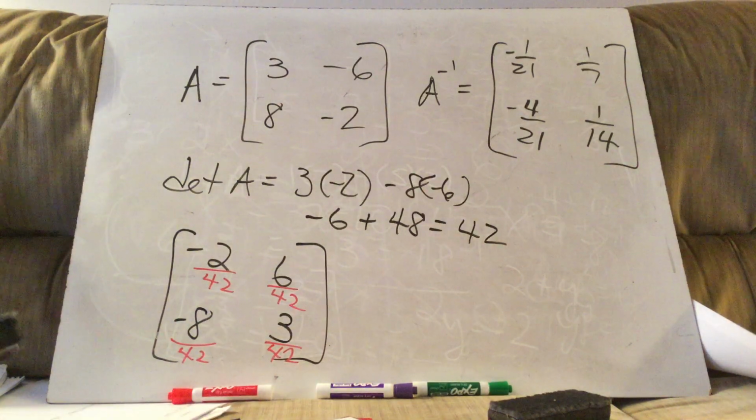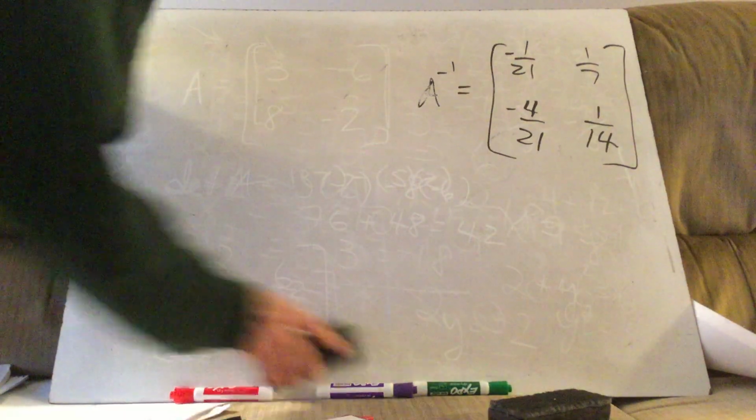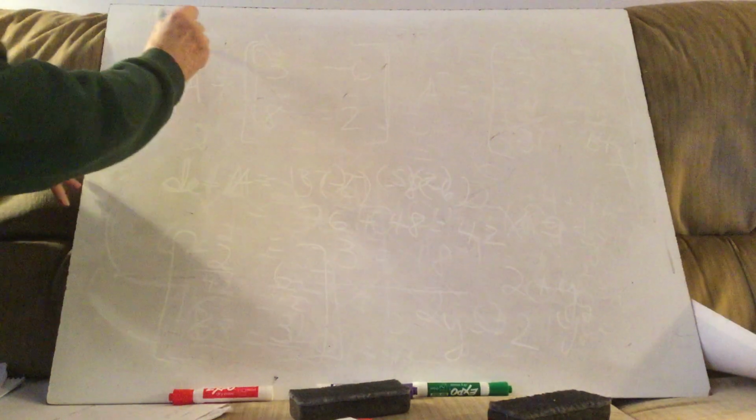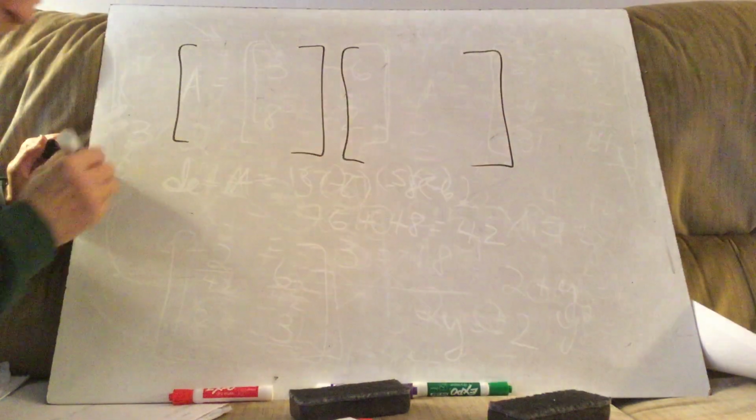So one problem on your optional quiz on Friday is finding the inverse. The other problem is doing some matrix multiplication. So that looks like this. You got a couple matrices, and you're going to multiply them together.